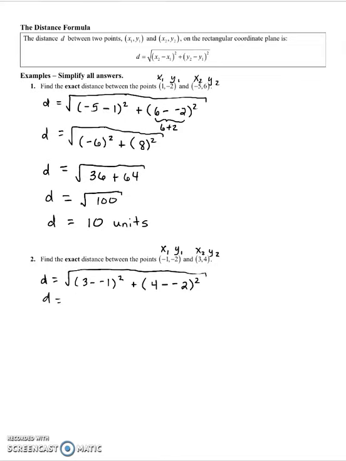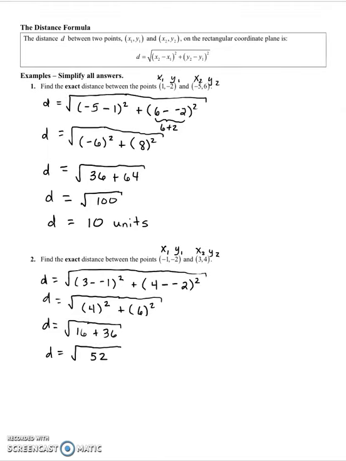So simplifying in the parentheses, 3 minus -1 is 3 plus 1, so that's 4 squared, plus 4 minus -2 is the same as 4 plus 2, so that's 6 squared. 4 squared is 16. 6 squared is 36. And if we add those together, we get 52.